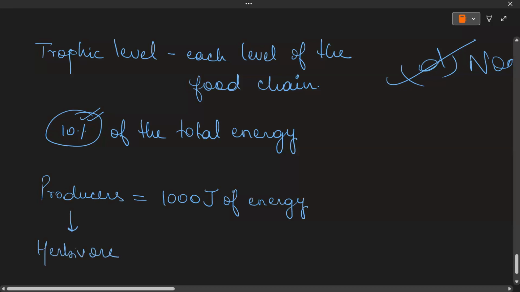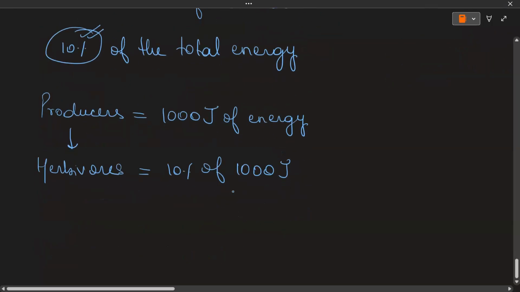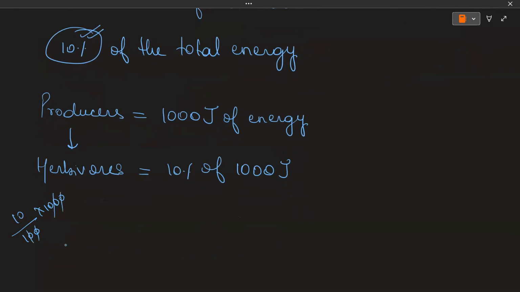Now for taking out how much energy would be transferred to the herbivores, we'll take out 10% of 1000 because that is the available energy. What will the answer be? What is the answer? 100 joules, 10%, right?